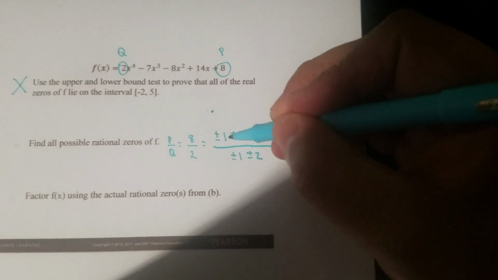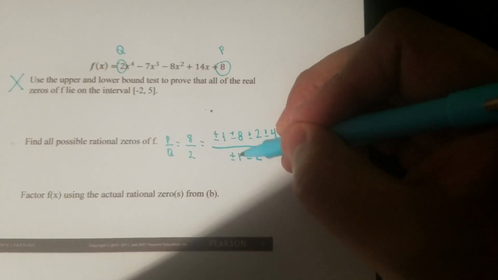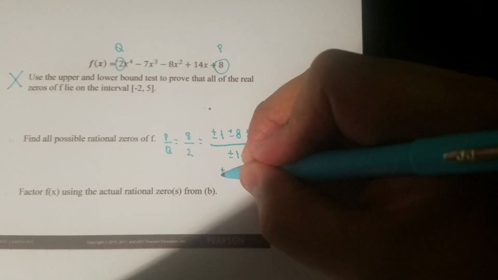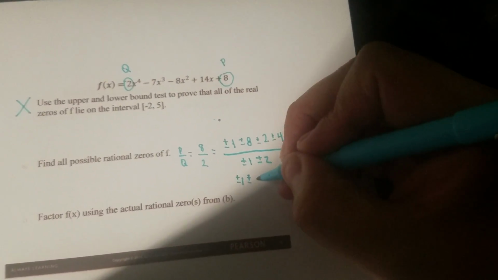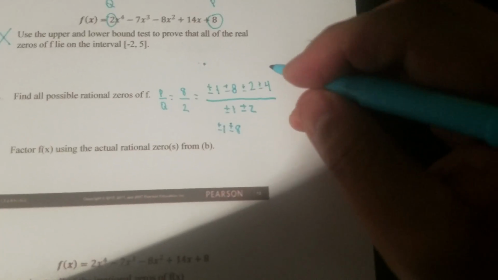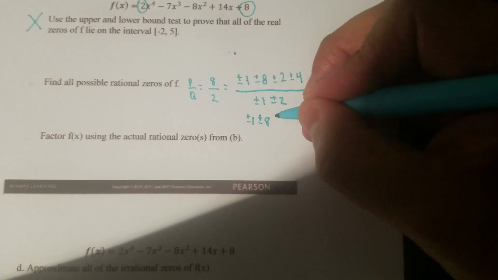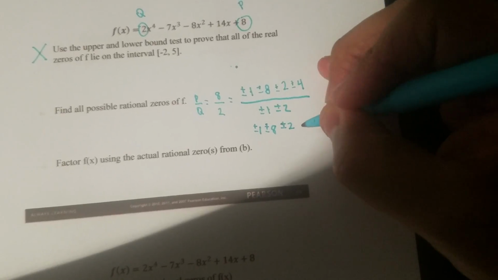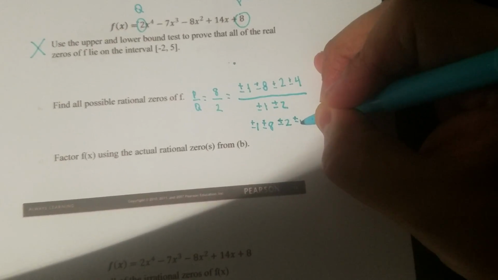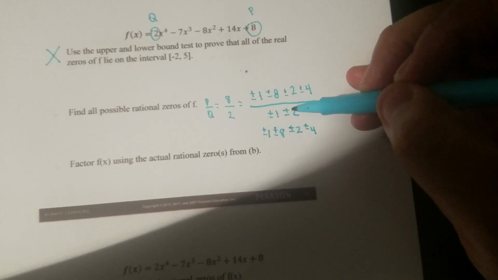So my actual list is going to be, I'm going to divide each of these numbers. So 1 divided by 1 is 1. 8 divided by 1 is 8. 2 divided by 1 is 2. 4 divided by 1 is 4. And then I'm going to go back.